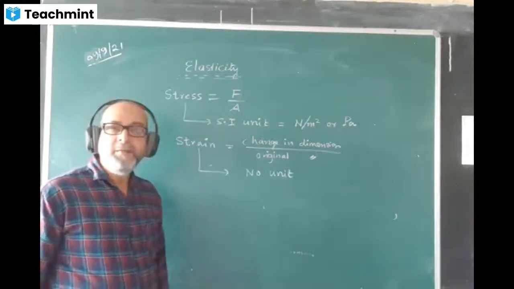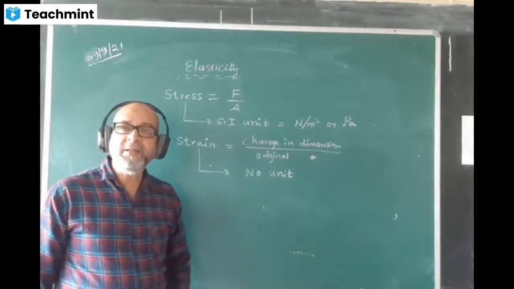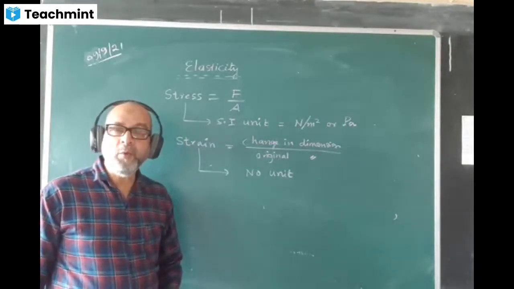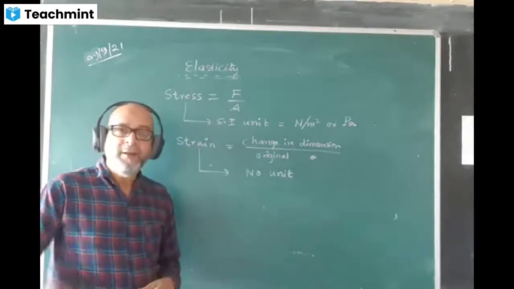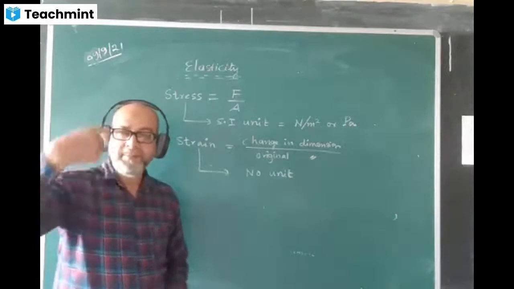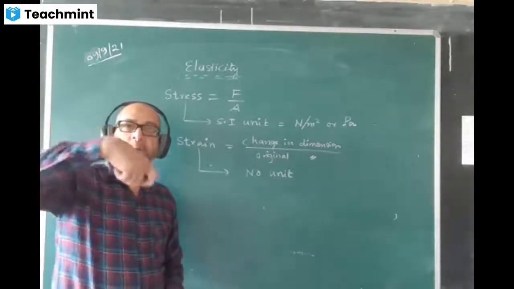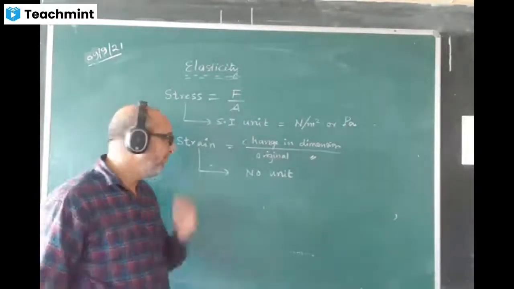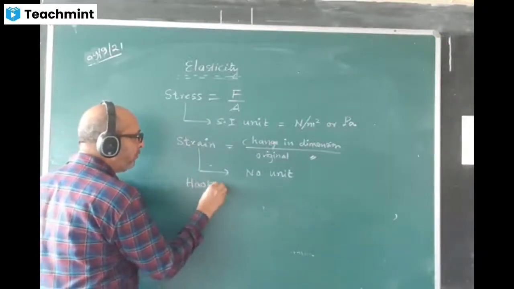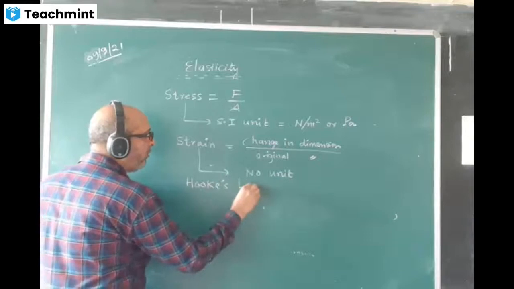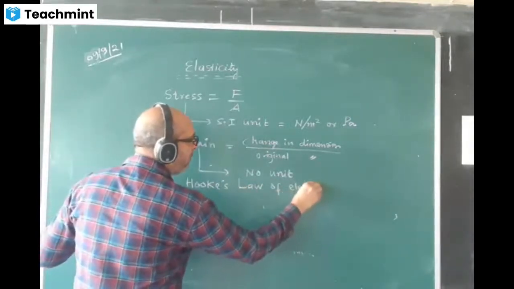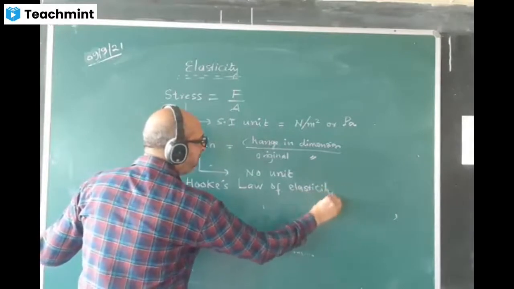Now there was a scientist. His name was Hooke. He gave a law. It's named after him only. There was a scientist, his name was Hooke. He gave a law. It's called Hooke's law, Hooke's law of elasticity.